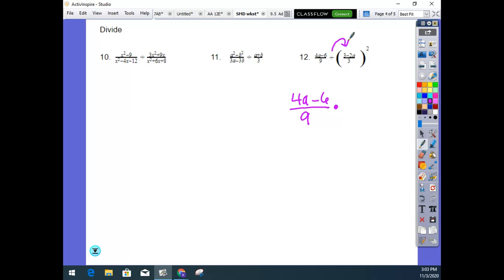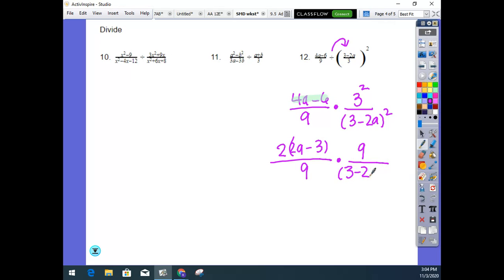Multiply by the reciprocal. Now, I'm just going to actually make that 3 squared. I'm just going to square each one. That'll make it a little easier. GCF. Three squared is 9. Now, does it make sense? If this is squared, I just have 2 of them.